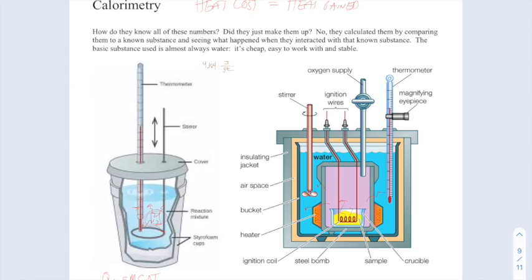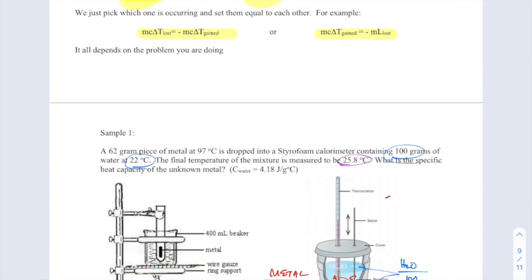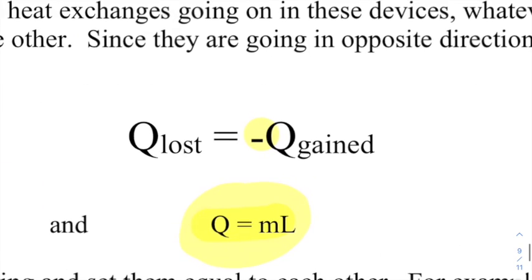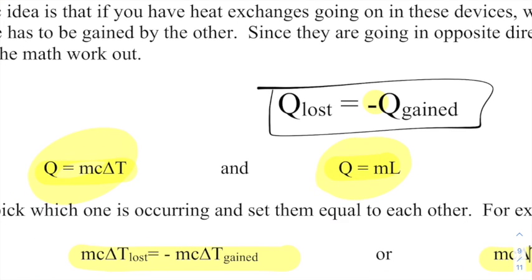But in calorimetry problems, you're going to take one substance, put it into another substance, and measure the heat of substance 1 by actually measuring the heat of substance 2, which is almost always water. Doesn't have to be, but it almost always is water. But whatever heat that the one thing loses, the other one gets to gain. And all of it comes down to this equation here: Q lost equals negative Q gained. It's just a question of, do you use MC delta T as your Q, or do you use ML as your Q?